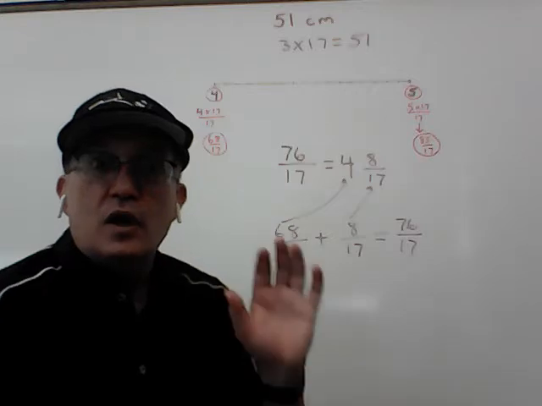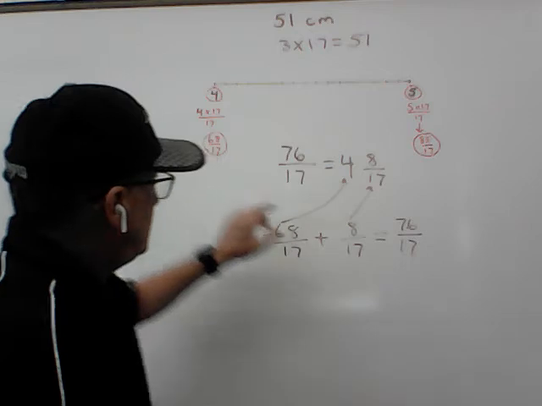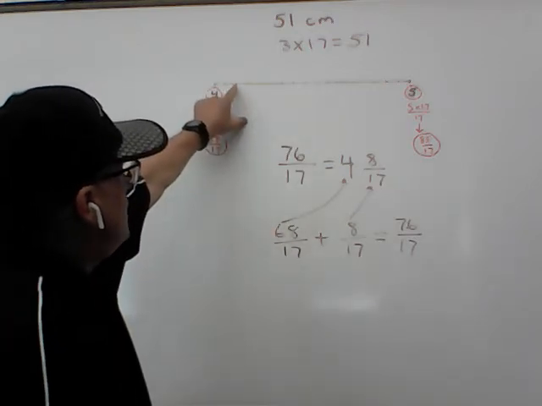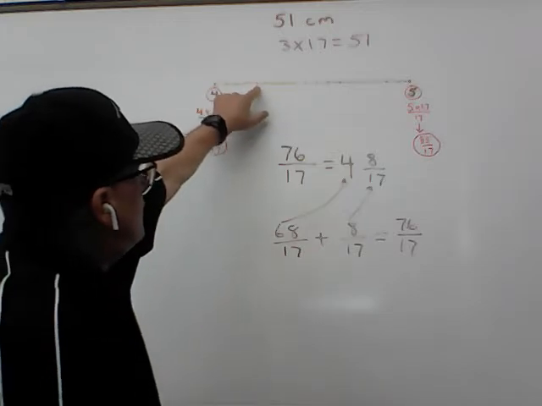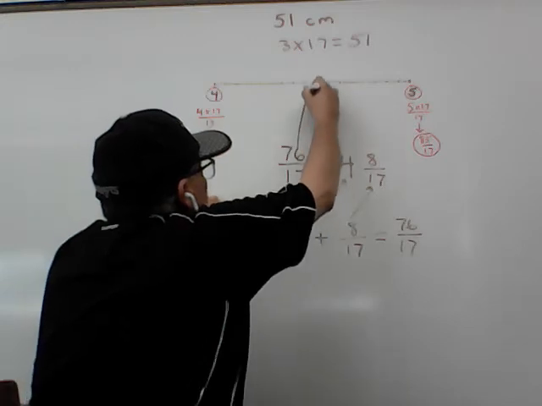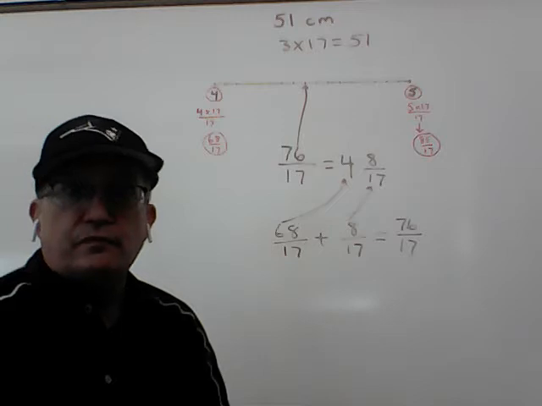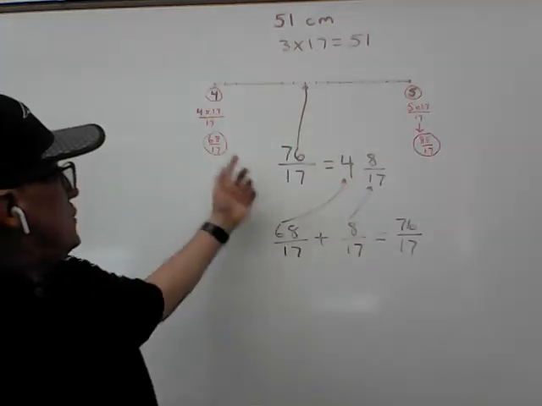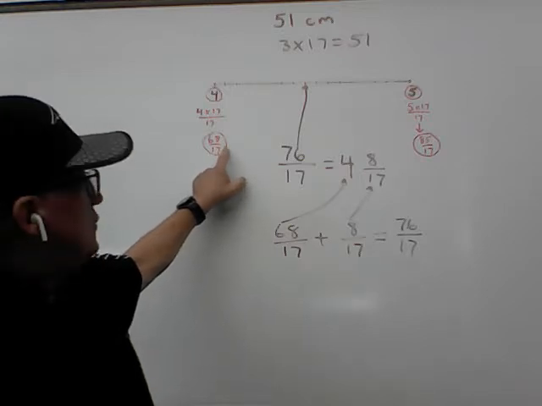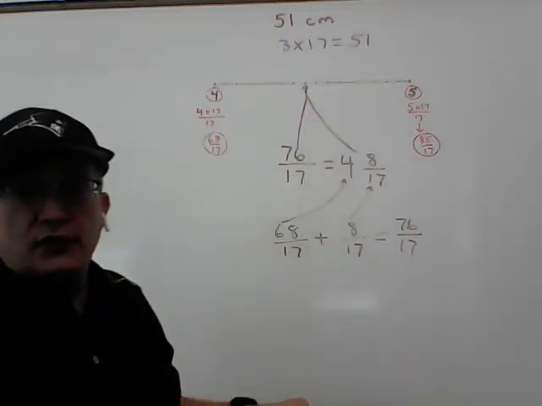Okay, so let's count to 76 17ths, starting with 4, which is 68 17ths. 69, 70, 71, 72, 73, 74, 75, 76. This point right here is 76 17ths. It's 8 17ths past 4. It's 8 17ths past 68 17ths. Now, it's also, of course, 4 and 8 17ths.